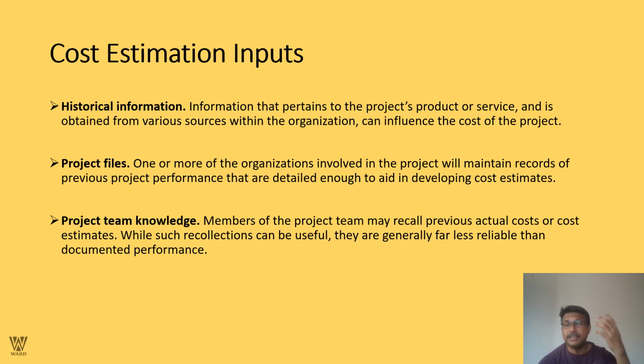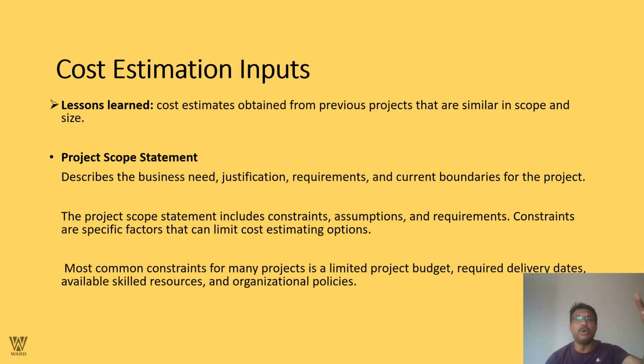Historical information: as far as inputs are concerned regarding cost estimates, information that pertains to the project's products or services and is obtained from various sources within the organization can influence the cost of the project. Project files: one or more of the organizations involved in the project will maintain records of previous project performance that are detailed enough to aid in developing the cost estimate. The project team knowledge: members of the project team may recall previous actual cost estimates. While such recollection can be useful, it is generally far less reliable than documented performance. We're talking about cost estimates, right?